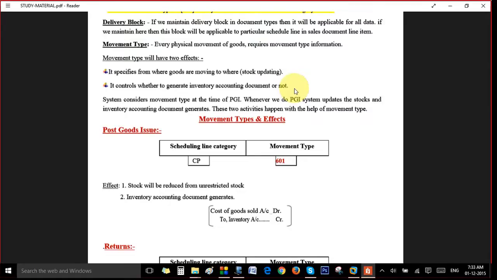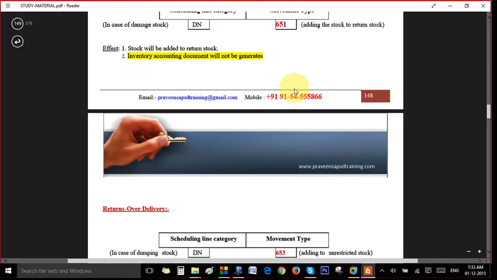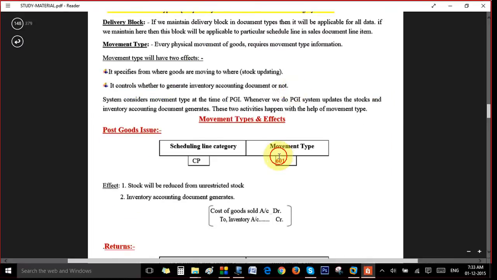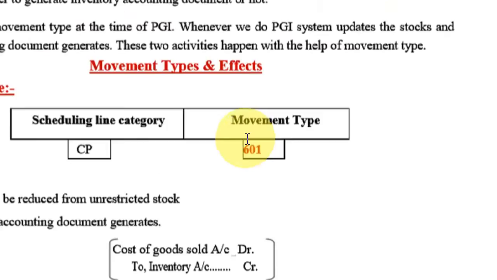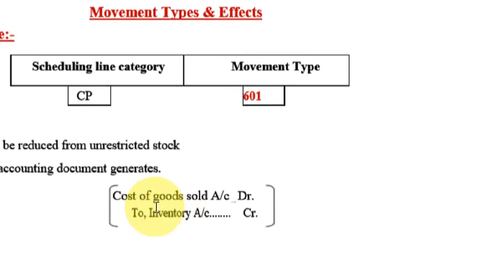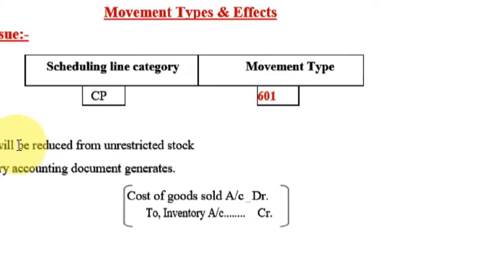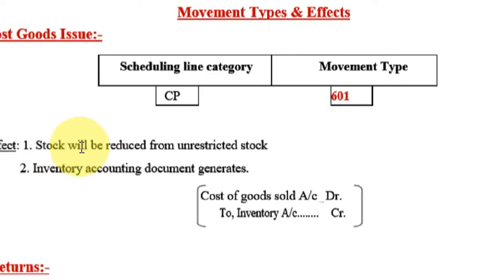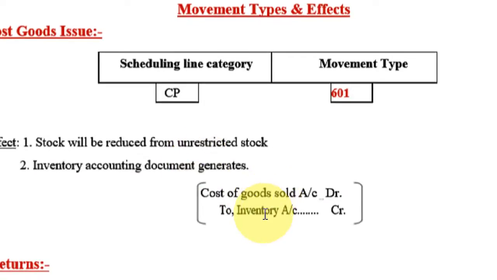So different movement types I have listed here with the effects and with the accounting entries also. Like this is the standard movement type 601, which is used for the outbound deliveries, and it has the effect that the stock would be reduced from only unrestricted stock. An inventory document, cost of goods sold account debit to inventory account credit.